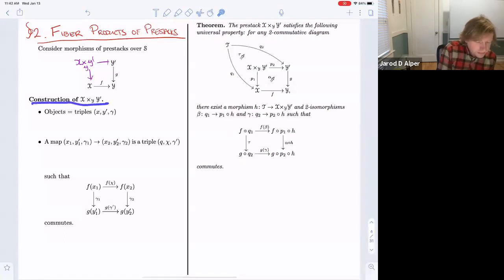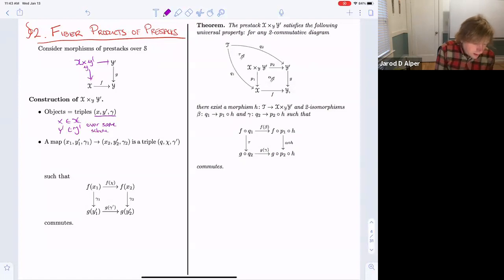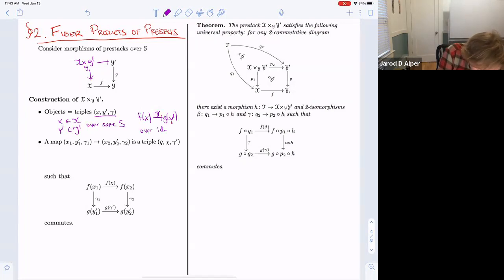So here's the construction of this fiber product. Objects are triples. Let's spell this out. X is an object of X, Y prime is an object of Y prime, and they're over the same object S. And then gamma: I could take F of X, which is an object of Y, and I could take G of Y prime, and gamma is an isomorphism between those two objects. And this is over the identity in S.